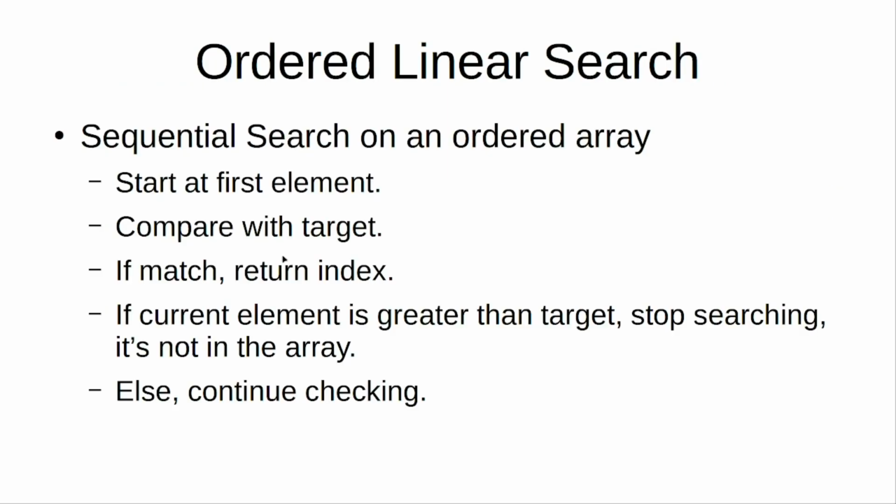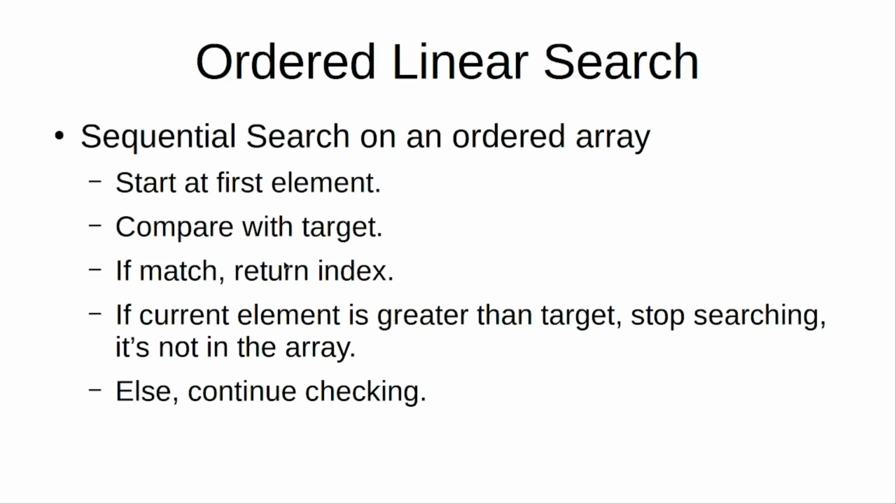Our next search algorithm is called ordered linear search. It is a sequential search on an array that is already ordered or sorted. So this is an optimized version of the sequential search, but it only works on sorted data. Once we reach a value greater than our target, we know it's not in the list, and then we can just stop early. So this starts at the first element, compares it with the target.